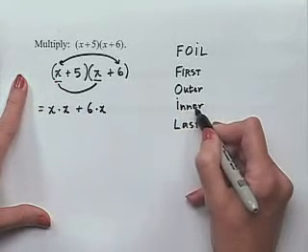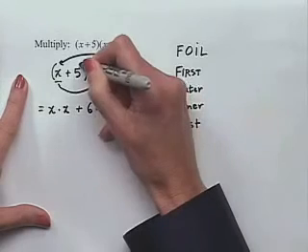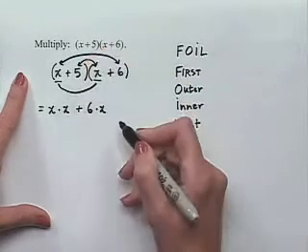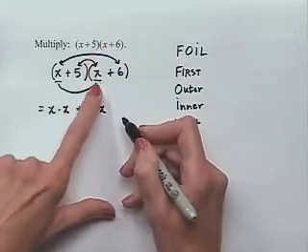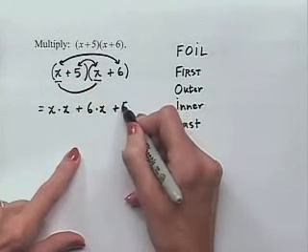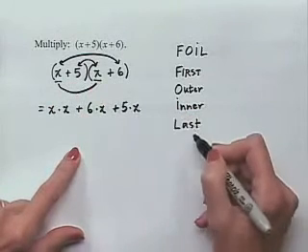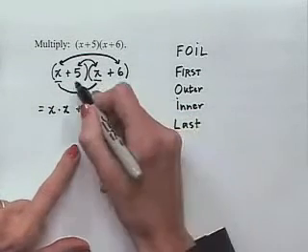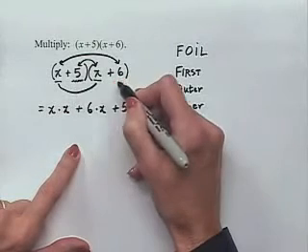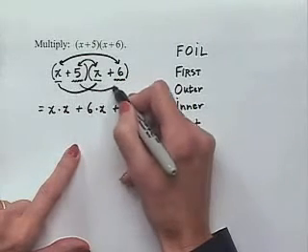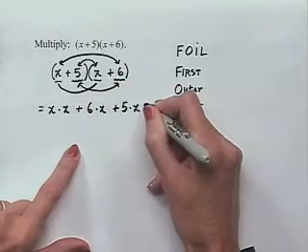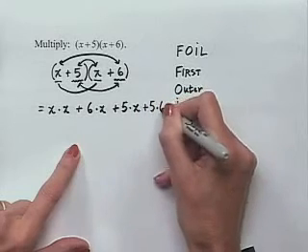The I stands for the inner terms. That's going to be the terms that we see in the middle. And that would be positive 5 times x, which will give us a plus 5x. And then we see our L, which stands for last. The last terms would be the 5 and the 6. We'll multiply those together. Positive 5 times positive 6 will be plus 5 times 6.